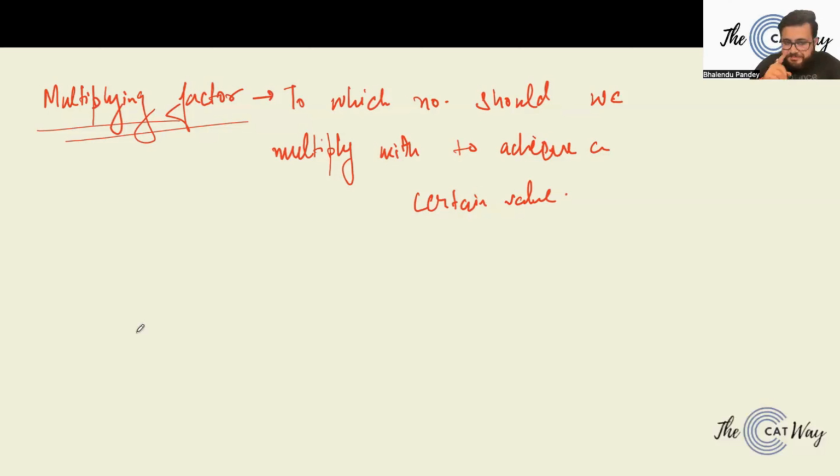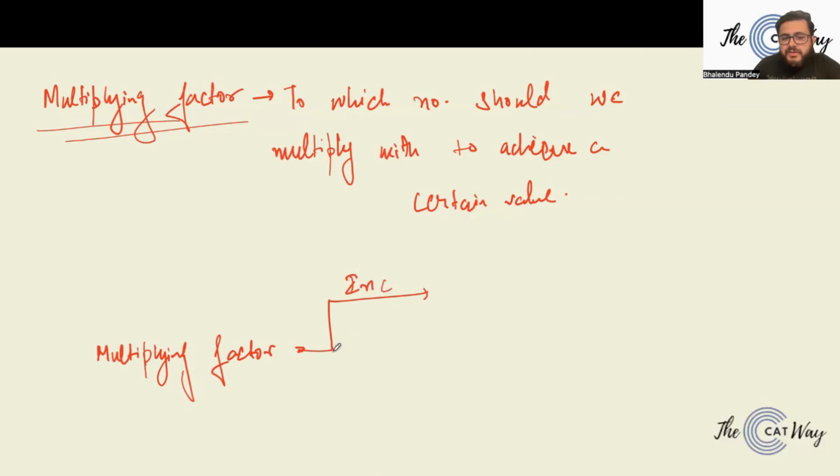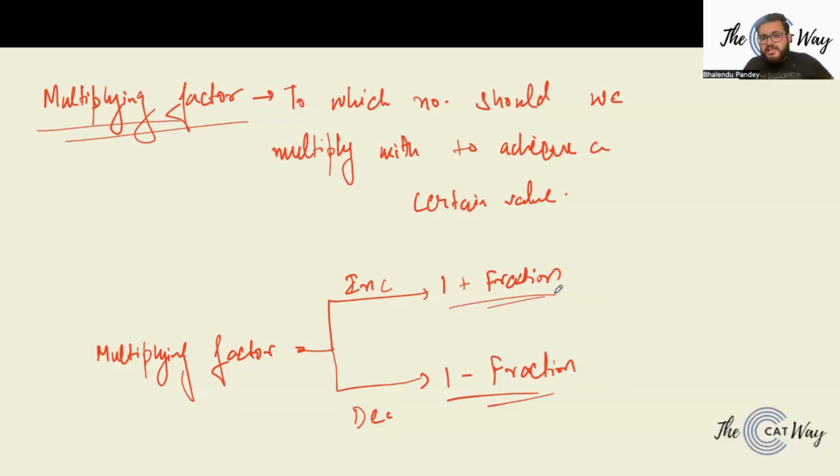First, understand a basic thing: your multiplying factor works in a different manner in terms of increase and decrease. When you are increasing the value, it is 1 plus fraction. When you're decreasing the value, it's 1 minus fraction. Correct? Now, what does this mean? Let's try it with some examples.